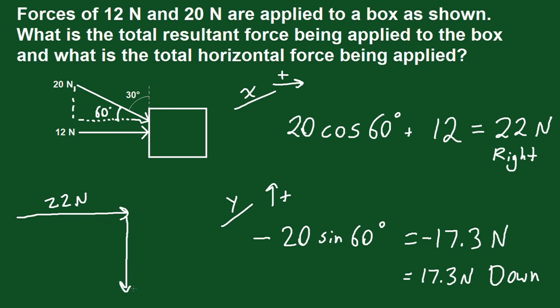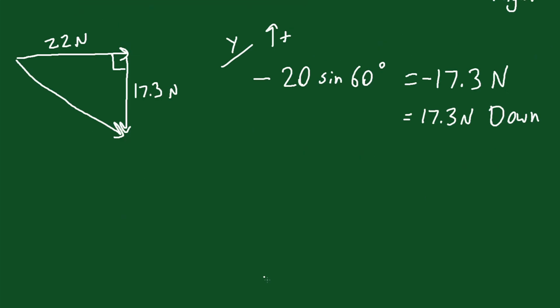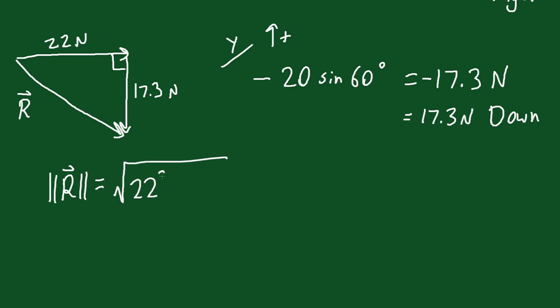We have 17.3 newtons downward, okay? We have to combine these two things together to figure out what the resultant force would be. It makes a right angle triangle because those are your x and y components. Let's figure out what that magnitude is. Again, you can just use the Pythagorean theorem. If you're going to call this vector r, the magnitude of vector r is equal to the square root of 22 squared plus 17.3 squared. If you do that, you should get 27.987. I'm just going to round this to 28 newtons.